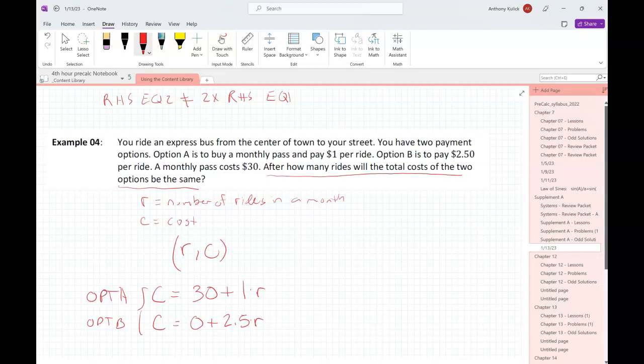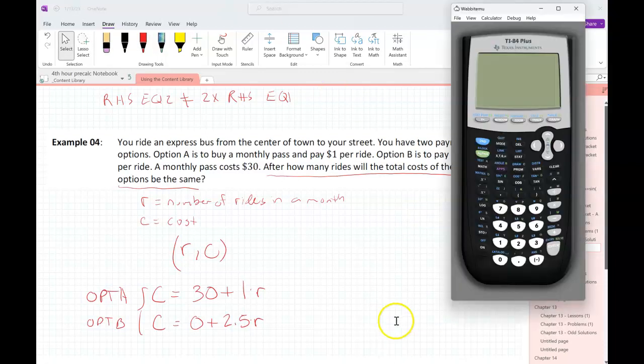Let's do this one on the calculator. Our calculator can do this, and this looks like a really obnoxious question to solve by hand, because I don't know how many rides we might take in a month. Maybe it's a huge number, like 50 or 60. It's going to be pretty annoying to graph this by hand, so I'm going to use the calculator. Again, y is the same thing as c, and r is the same thing as x. For the first equation, I did 30 plus x, and for the second equation, I did 2.5x. Is everybody okay there?